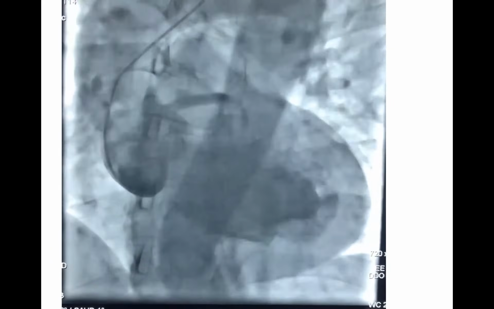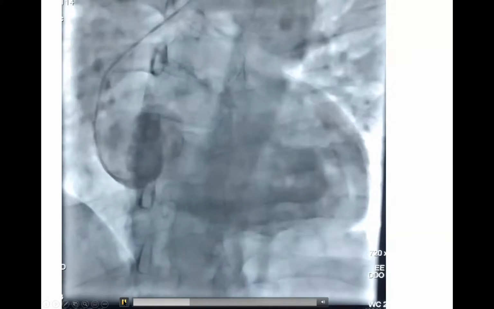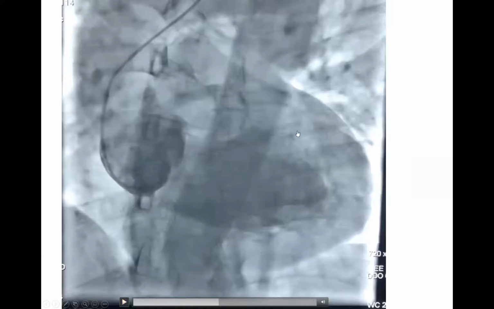Another hint here, or another technical aspect, when you're doing this, you want to do your injection. What view is this, by the way? Anybody can tell? It looks like AB or shallow REO.